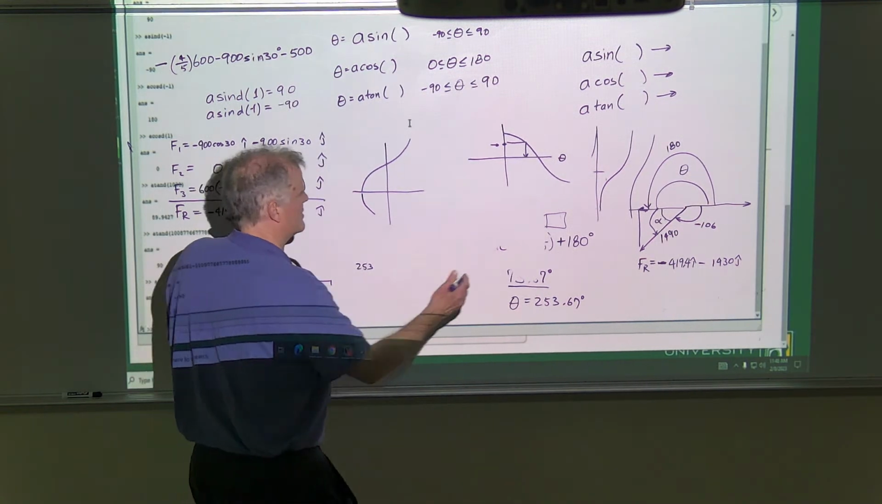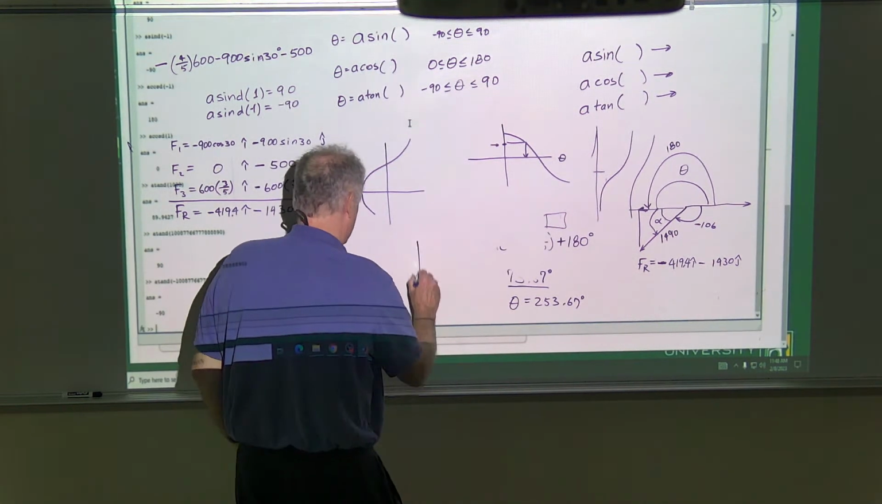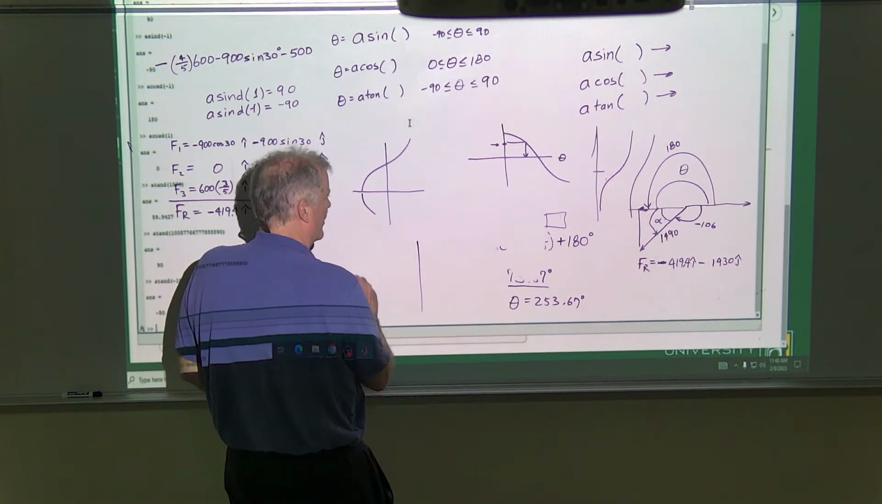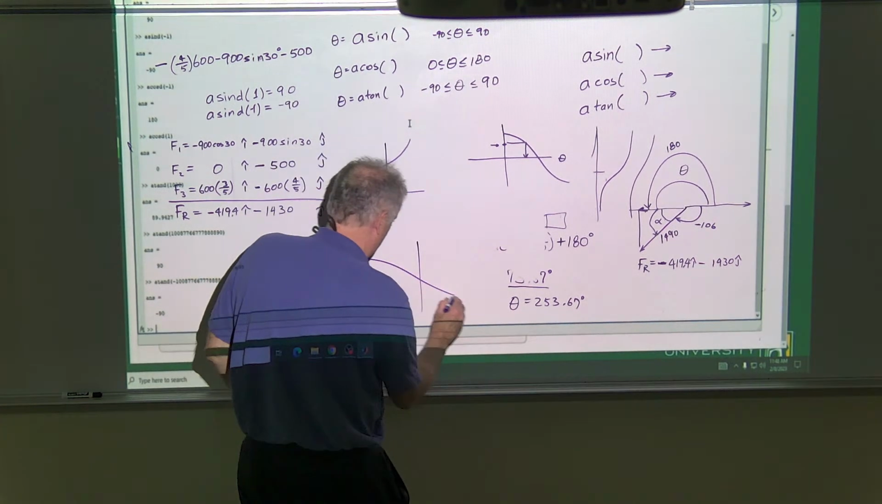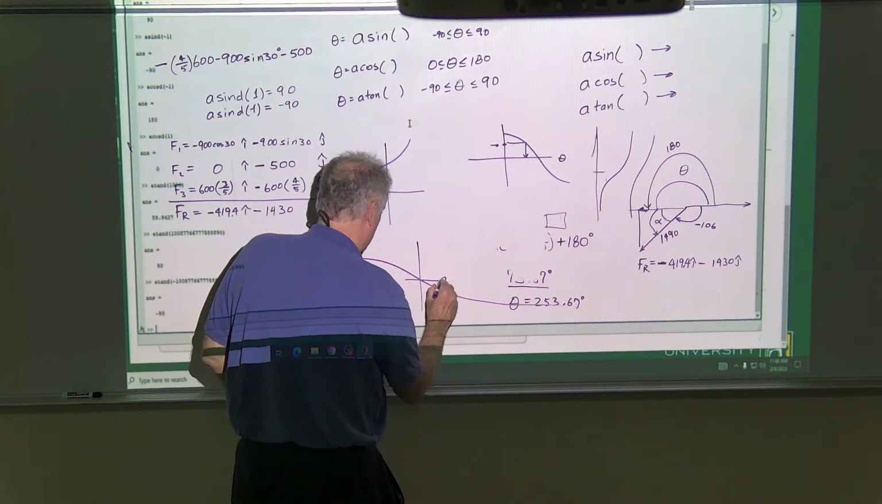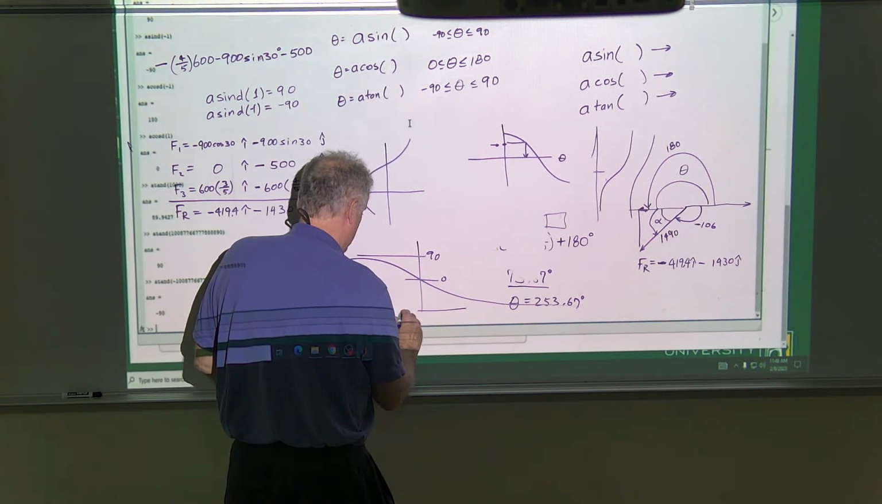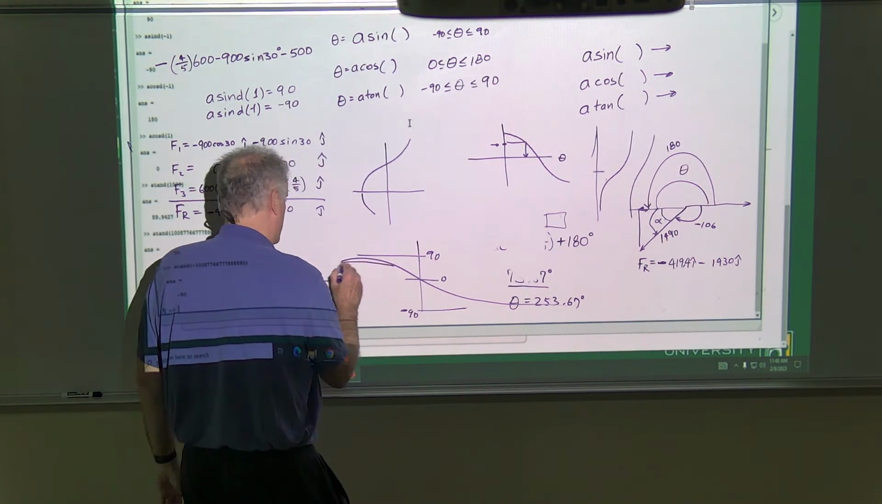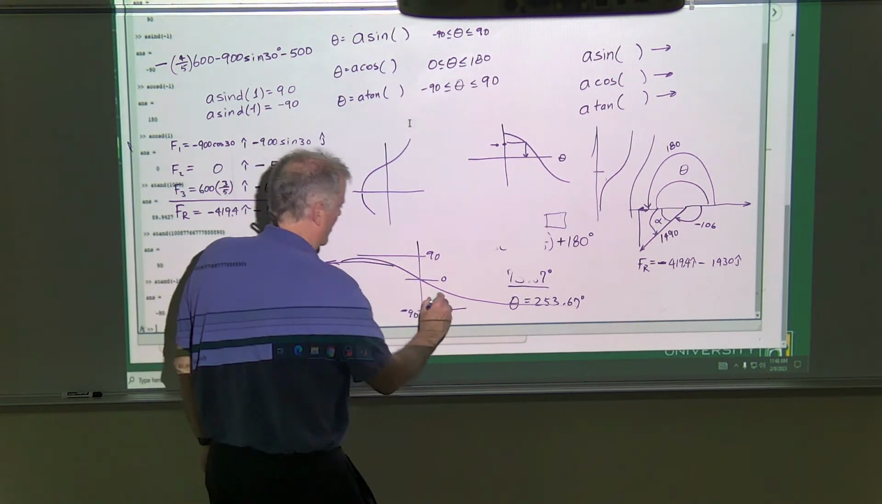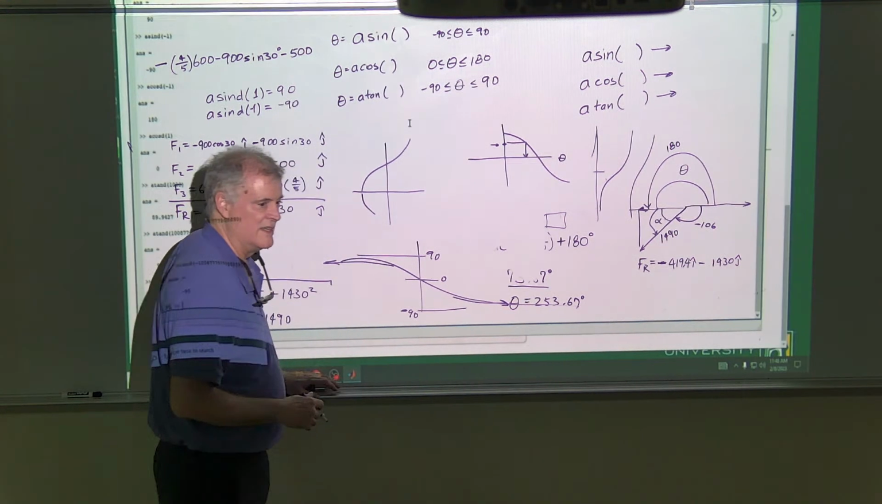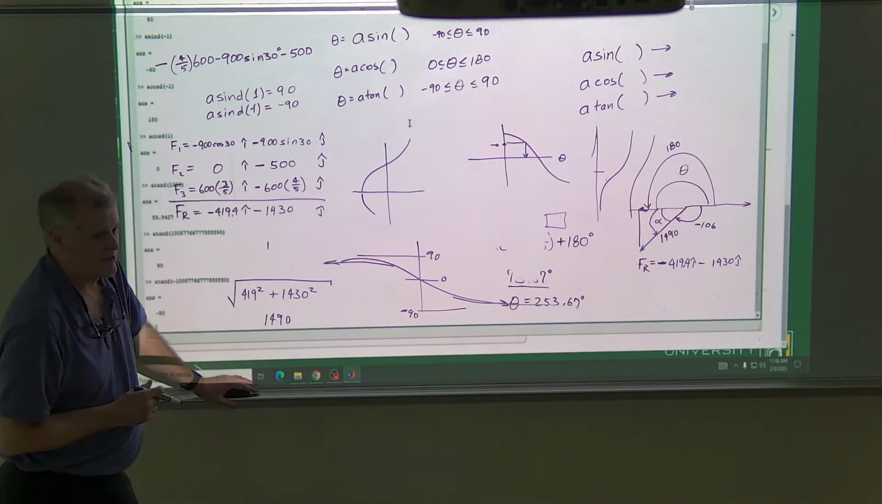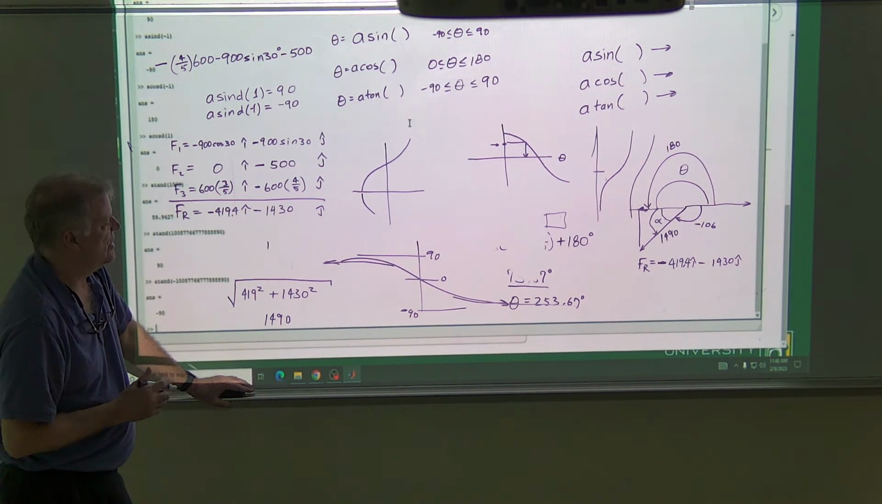Tangent's really easy. You take this thing and turn it sideways. It's like that. And here's 0, and this is 90, and this is minus 90. So you can put in large negative numbers and large positive numbers. And that's kind of what you're going to get.